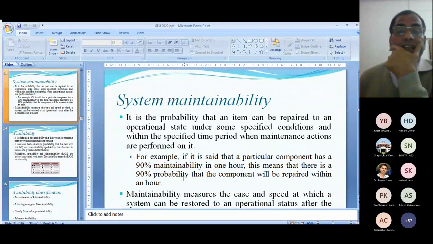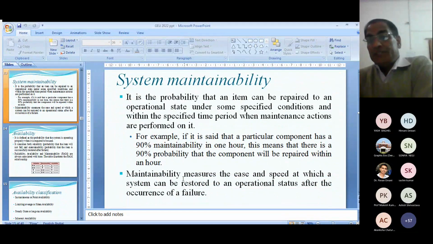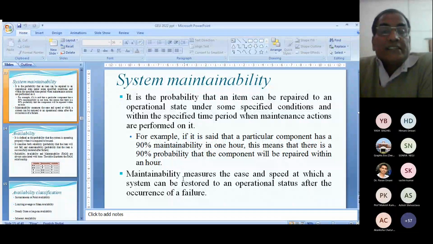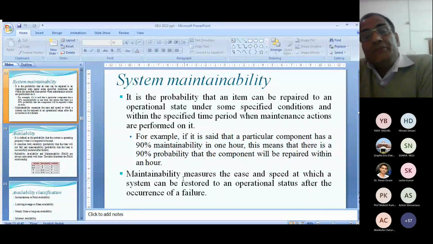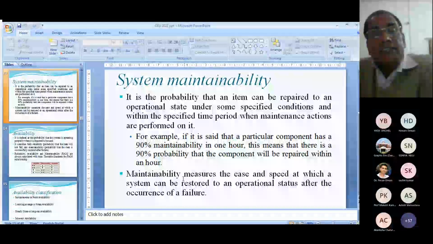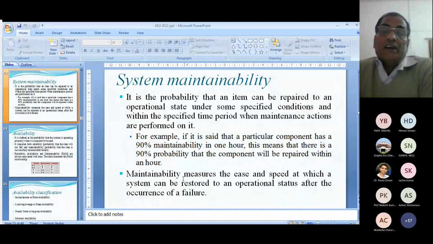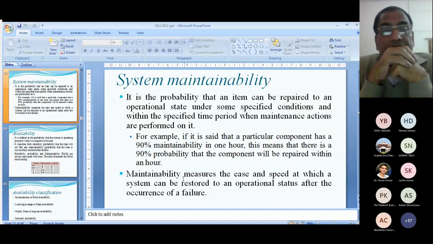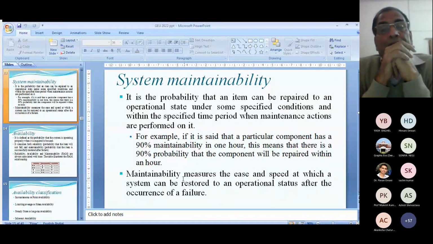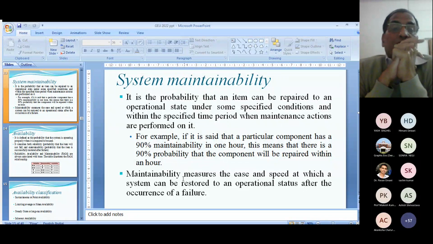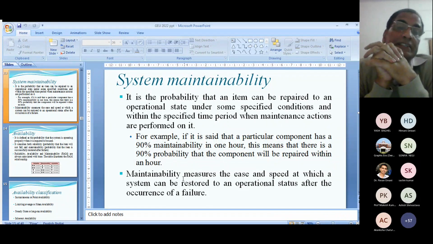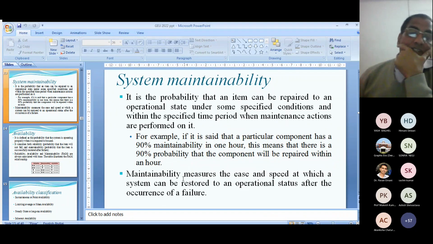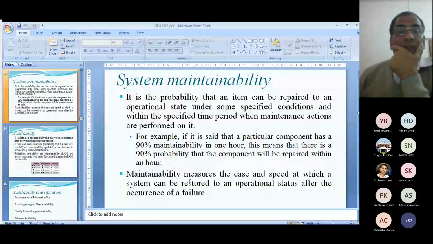Maintenance downtime is the time when the system is down due to a maintenance action. Maintainability is defined mathematically as the probability that the system, if it is under failure, can be repaired. What is the probability that the system will be repaired or brought back to the operational state under the given conditions, within the given time? That is known as the maintainability.